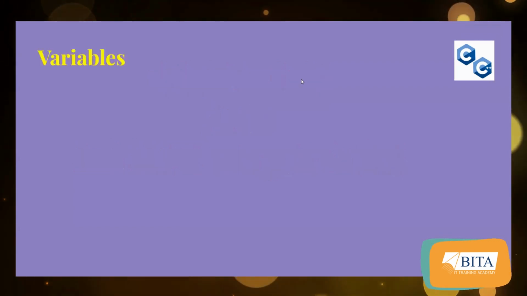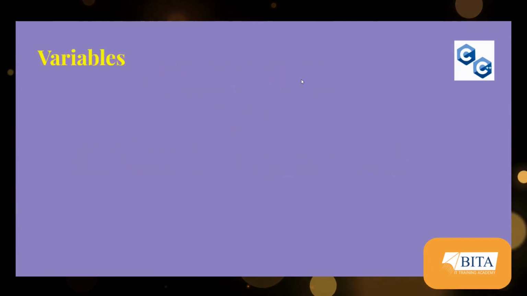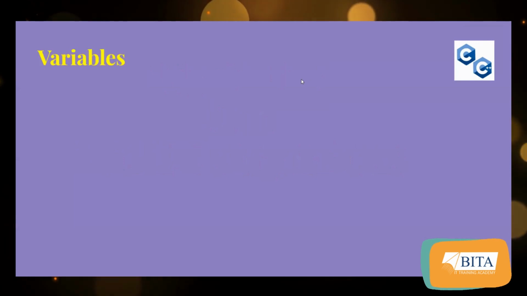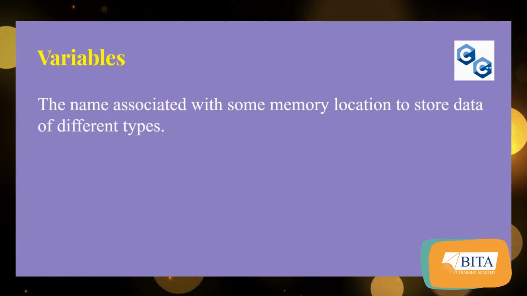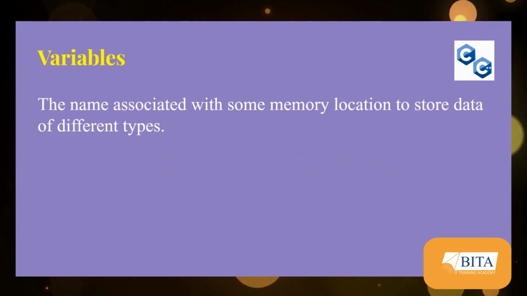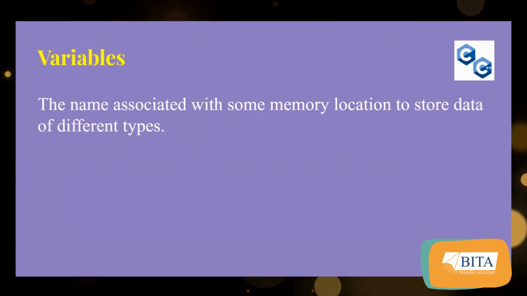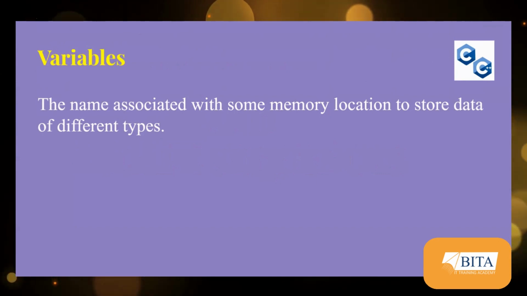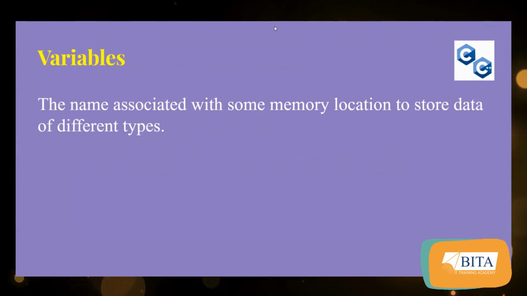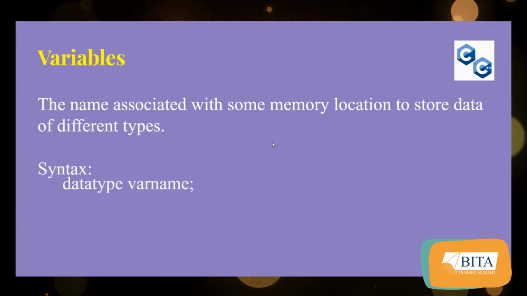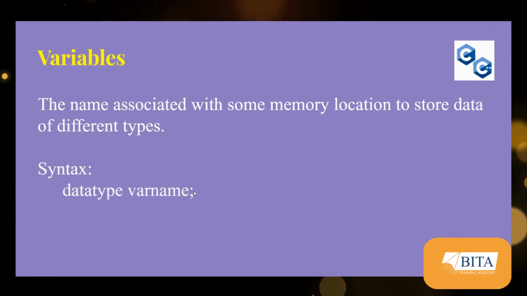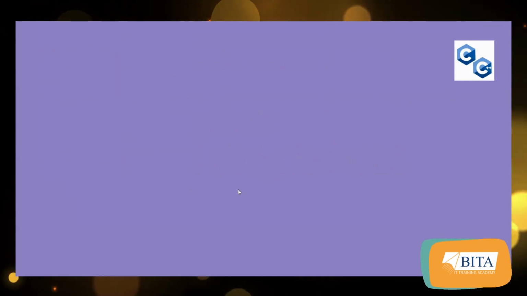Today we'll learn about variables and escape sequences. So what is a variable? A variable is a basic building block of a program. A variable is a memory location with some name where we shall store and retrieve the data whenever we need it. The size of the variable depends upon the data type it stores. The syntax to declare a variable is data type, variable name, and then a semicolon.